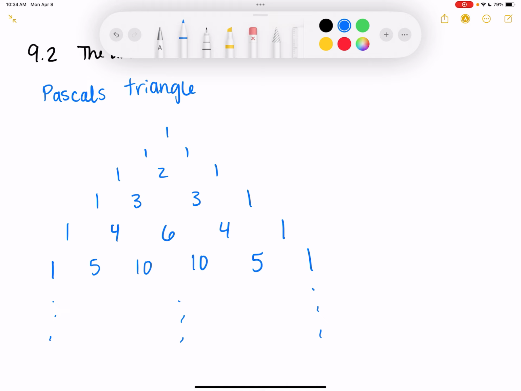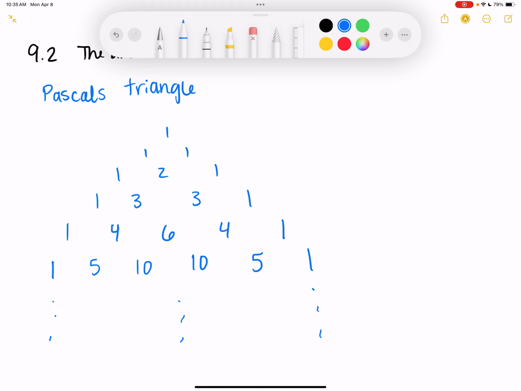So basically what we've got is, if we take the numbers above and we add them together, we get the next number. So ones are always down the sides, no matter what it is. So then to get this number here, we do 1 plus 1 is 2. To get this one over here, 1 plus 2 is 3. 2 plus 1 is 3. And then this would be like 1 plus 0, which is why we just get the ones on the outside.